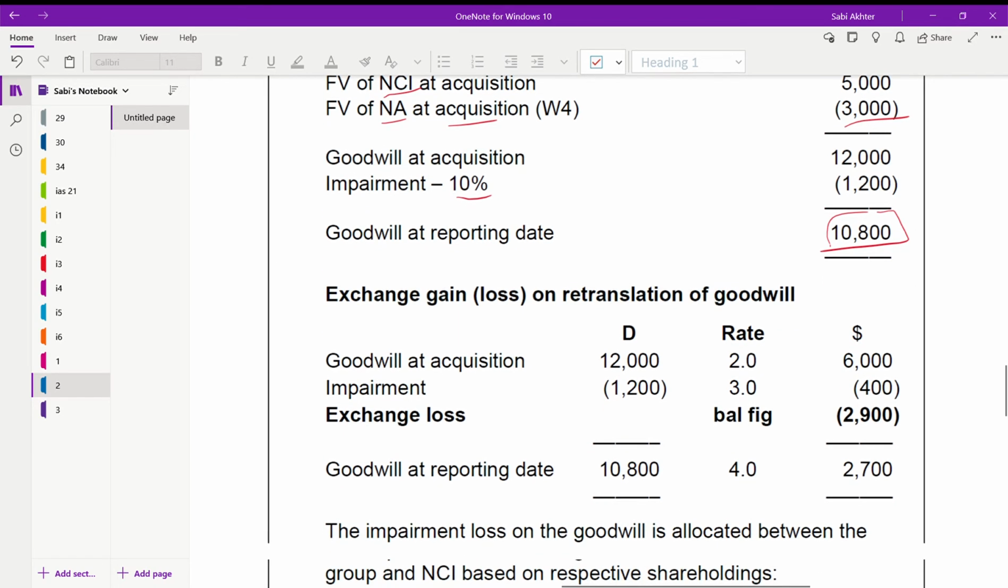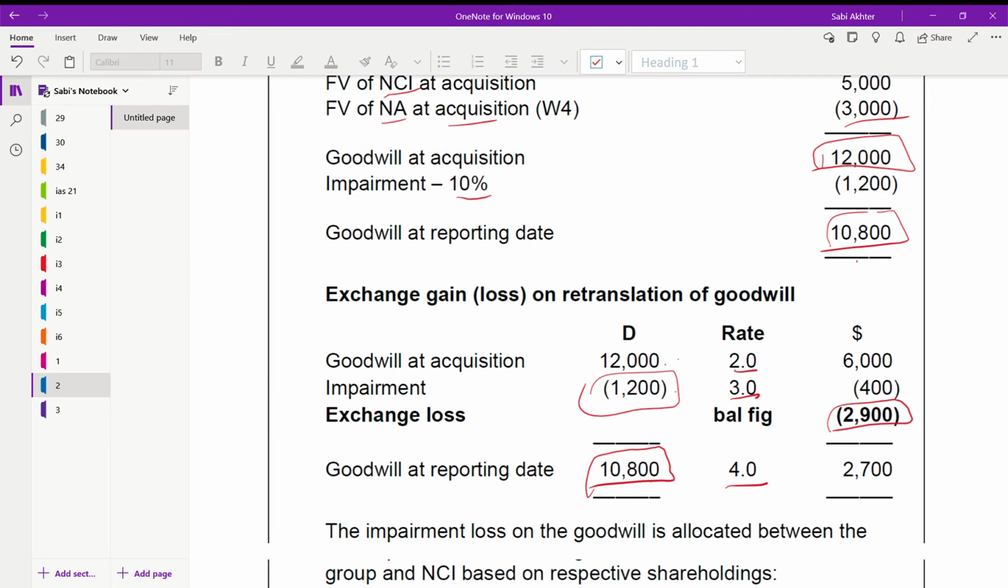So goodwill is 12,000. At the date of acquisition you have to take it. Don't take the goodwill at the reporting date. This will go here. And the impairment is recorded as it is. Then translate opening goodwill at the opening rate, impairment at the average rate, closing goodwill at the closing rate, and this is the balance sheet figure you will find out. It's a loss this time because goodwill value went down.